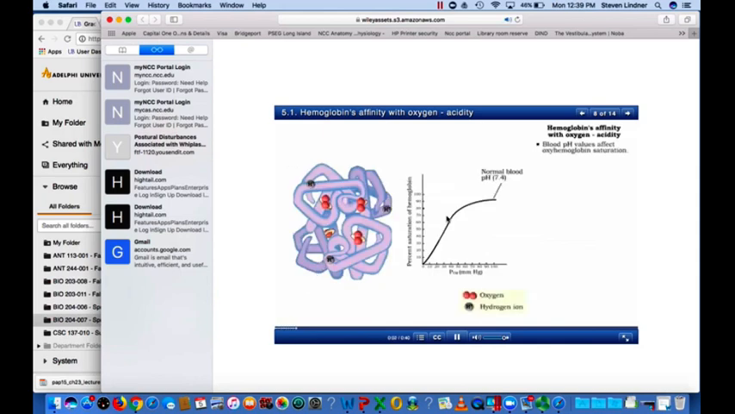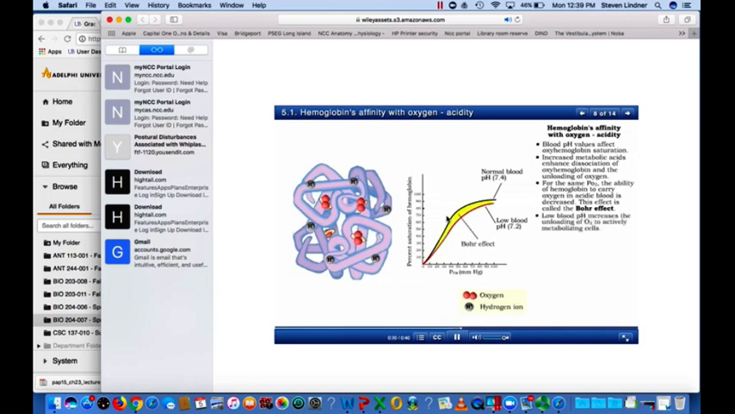Oxyhemoglobin saturation is affected by blood pH values. Increased metabolic acids, like lactic acid and carbonic acid, enhance dissociation of oxyhemoglobin and the unloading of oxygen. This effect is called the Bohr effect. Lowered pH increases the unloading of oxygen from oxyhemoglobin, thereby making oxygen available for actively metabolizing cells. In contrast, elevated pH values increase the affinity of oxygen to hemoglobin, thereby lowering the unloading of oxygen to tissue cells.